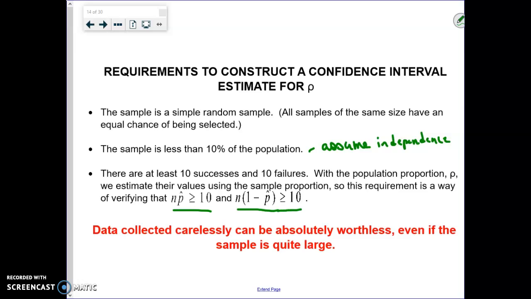If both these conditions are met, if both n times p hat and n times 1 minus p hat are larger than or equal to 10, then what that tells us is our sampling distribution, in other words, the distribution of all the sample proportions from samples of that size that come from the population, will be approximately normal and bell-shaped. So this just assures we have a normal distribution. We'll call it normality.